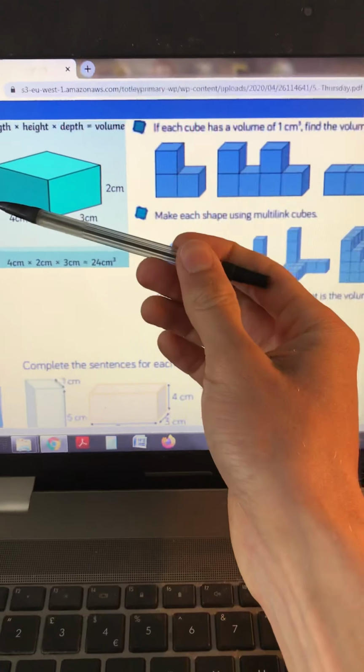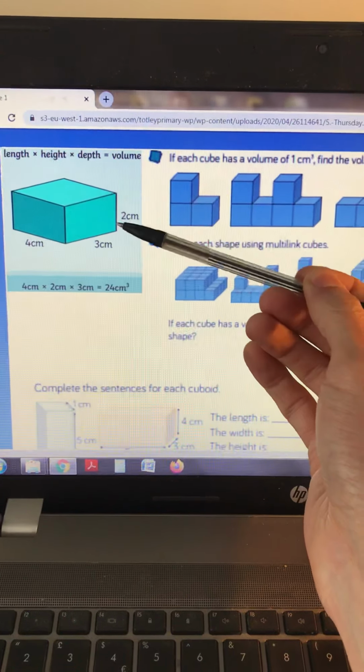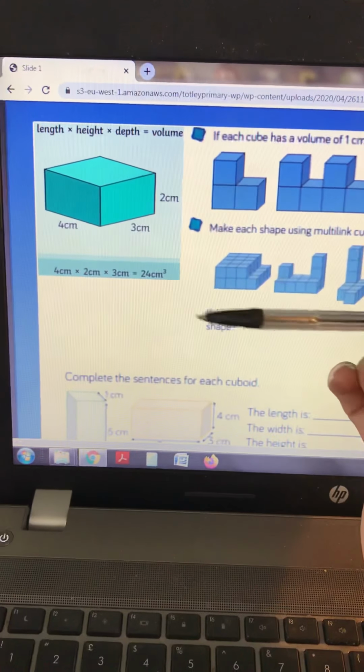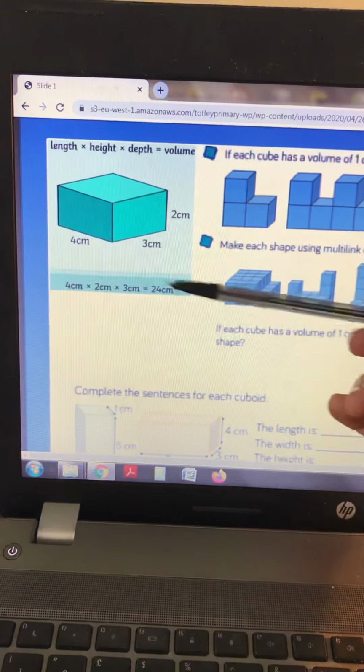Next up, we've got volume. So to find the volume of a shape, we start with the rectangle, length times width, then times it by the height. So we've got 3 dimensions to multiply. So for this one, we do 4 times 3 times 2 in any order, but we get 24 centimetres cubed.